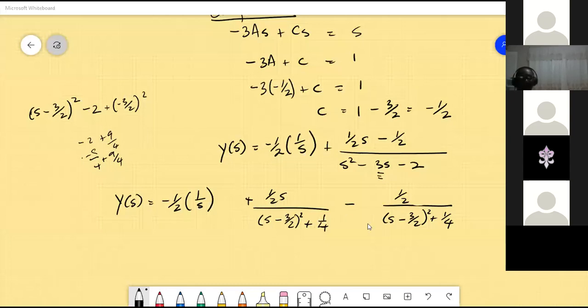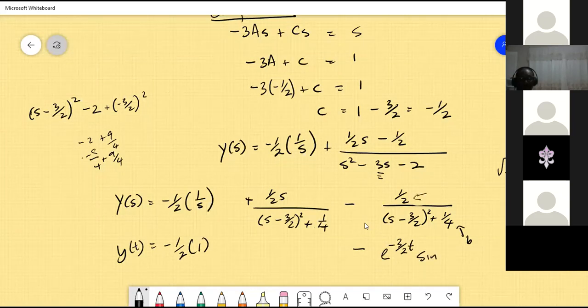So we're cool with this one because if this is b squared, the square root of a quarter is a half. So this one is equal to minus a half times 1, y of t. And this one is going to be e to the minus 3 over 2 t sine, whatever is here, half t.